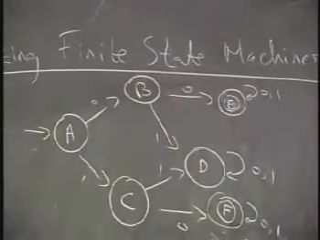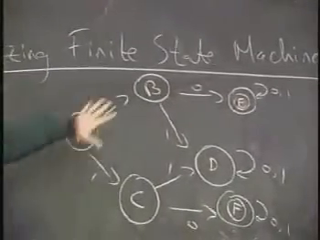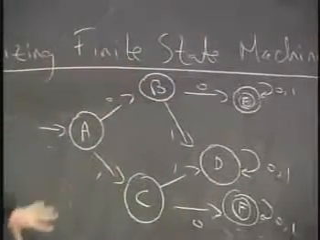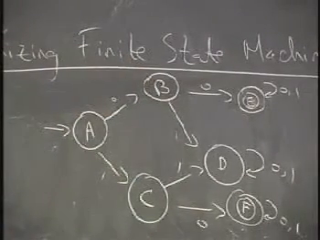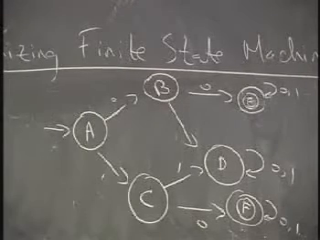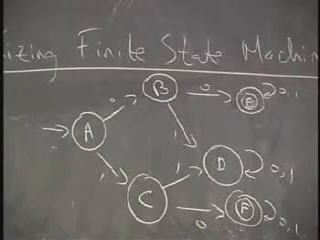So here's what we're going to do. We're going to start off by creating a set of nodes here that represent distinguishable pairs. So what are in that list? What are distinguishable?